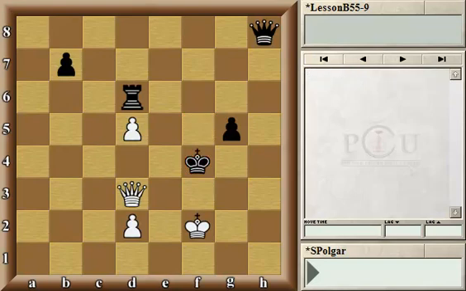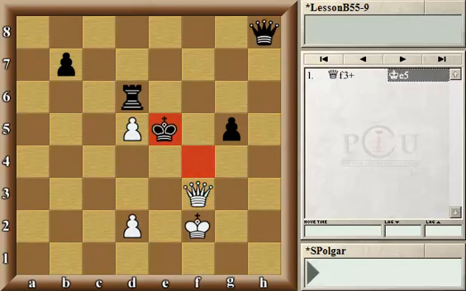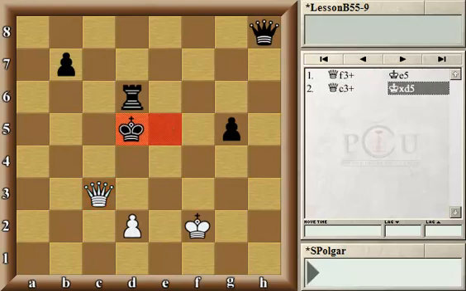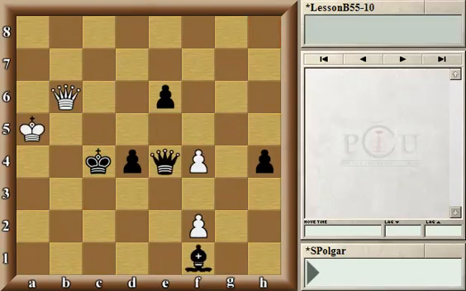The correct move is queen to f3, not leaving black a choice. Now the king has to move to e5, and then voila, skewer. King takes pawn, and queen takes queen, winning the queen. Okay, let's move on to our next example on the same theme.